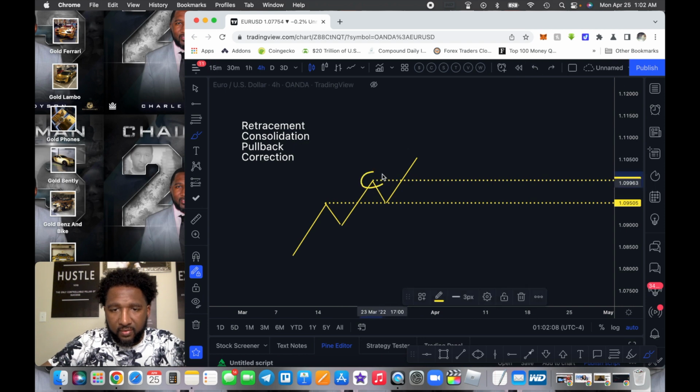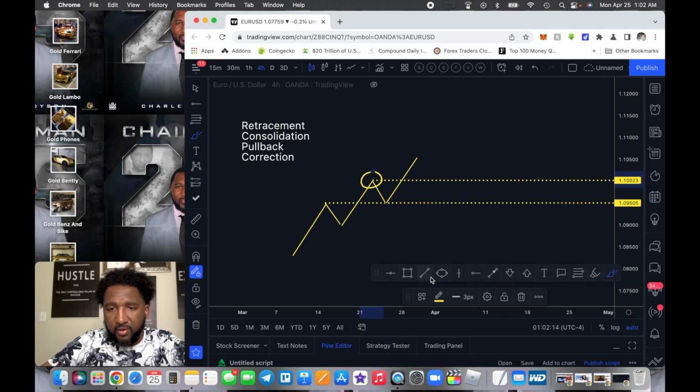And the market can do what? What can the market do? It can retrace here, or it can come even deeper, right? Because now this area that was once resistance and then became support, that's now the new bottom. This is now the area that can be considered the buy zone.